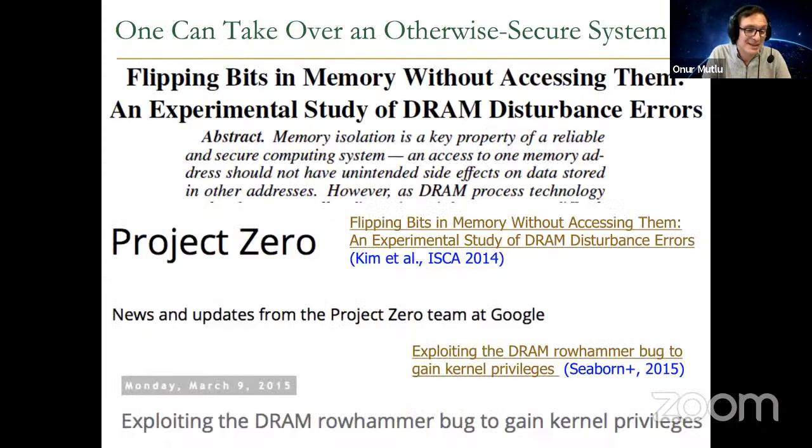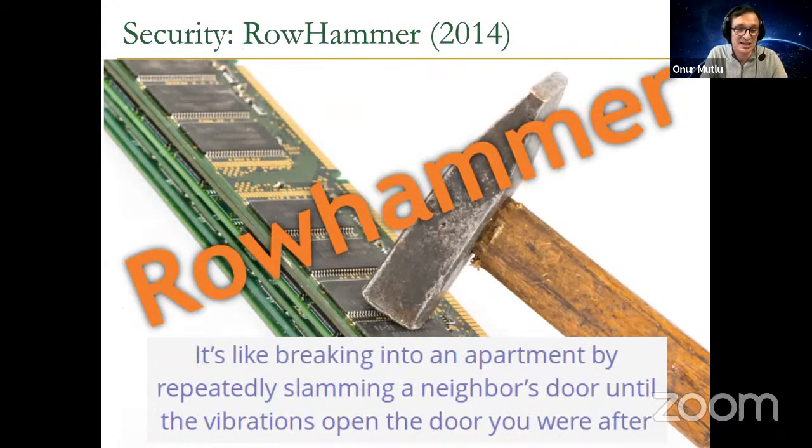Anyway, I'm not going to talk about this because we're going to read more papers. And again, I'm going to refer you to some lectures. But one famous hacker mentioned this on the internet when they heard about and examined row hammer. They said it's like breaking into an apartment by repeatedly slamming a neighbor's door until the vibrations open the door you were after. And this is a beautiful analogy, I think, of row hammer.